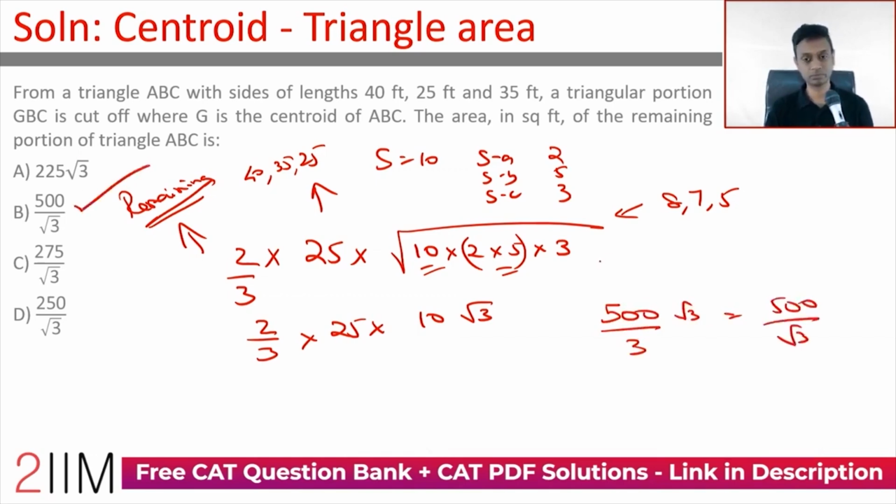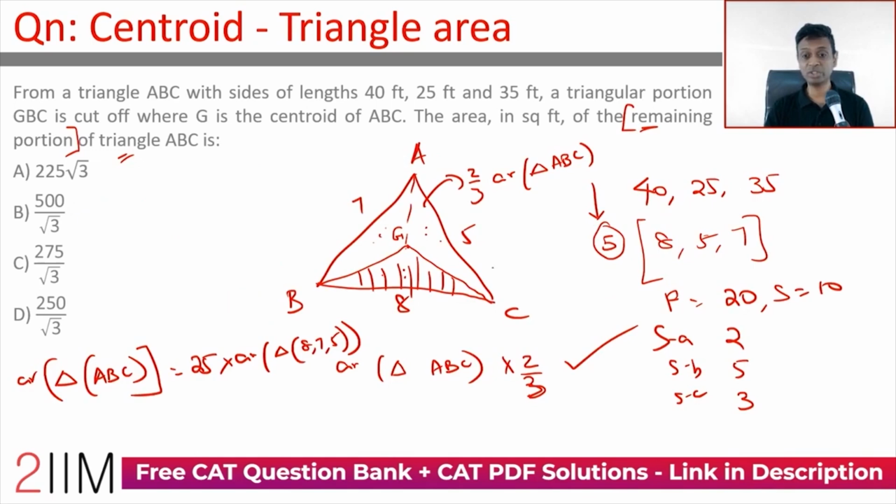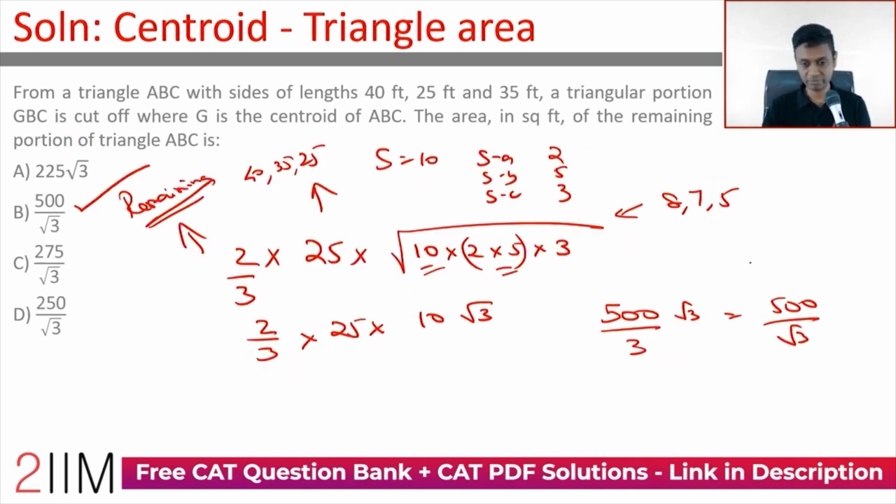choice B. Just a recap of the idea involved here: a centroid divides it into 3 equal parts. We want to find the remaining, that is 2/3 of the large triangle. The triangle has 40, 25, 35. Our ratio is 8, 5, 7. Find this and then multiply by 25, because you've carved out, you divided each side by 5. So there's a double impact, base into height, a square impact, an area impact. So 8, 5, 7, plug in our S into S minus A into S minus B into S minus C square root formula. Find the area and find the.